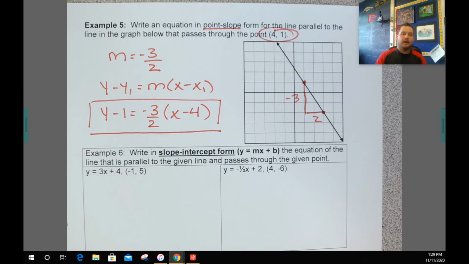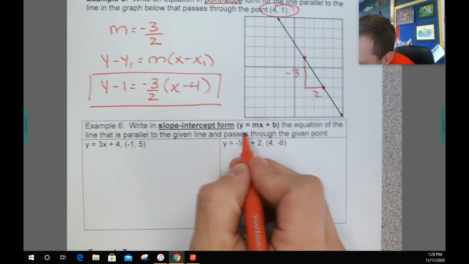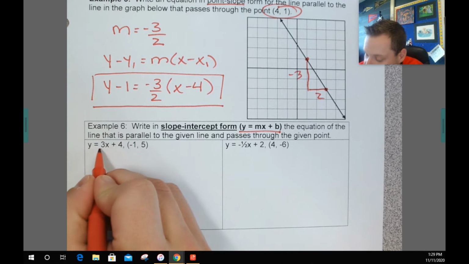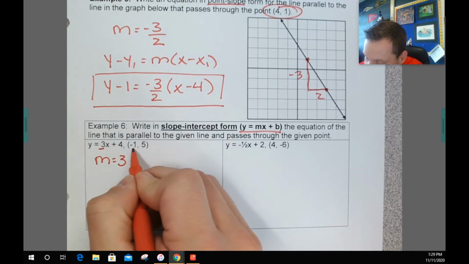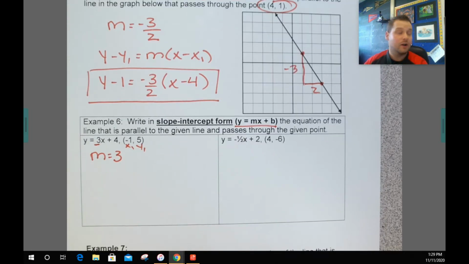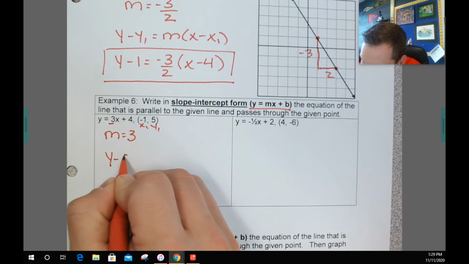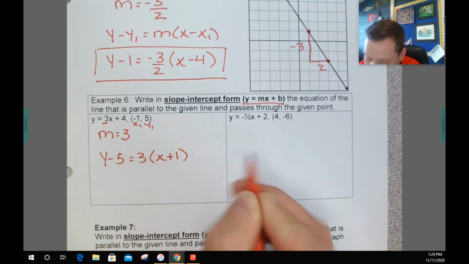Okay. Now, really, the whole reason I have this point-slope form is for example 6. Okay, example 6, they're asking us to write our final answer in slope-intercept form. So to get to that point, we're still starting the same way. We are still finding our slope, so m equals 3, and then we have our x1, y1, and we are writing our general form. So you're going to have y minus 5 equals 3(x plus 1).